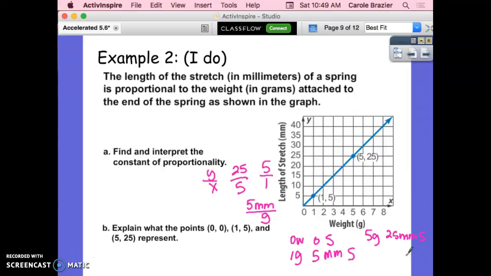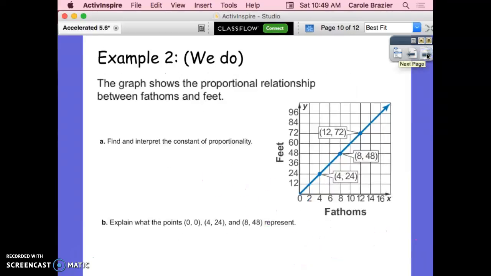So all you're doing is stating what all of these points mean, finding your constant rate of proportionality, and then interpreting the graph. Okay? So what I would like you to do is try this one on your own. So pick a point on the graph, find the constant rate of proportionality, and then in B, state what these mean. So pause the video, complete these on your own, and then when you come back, I will give you the answers.